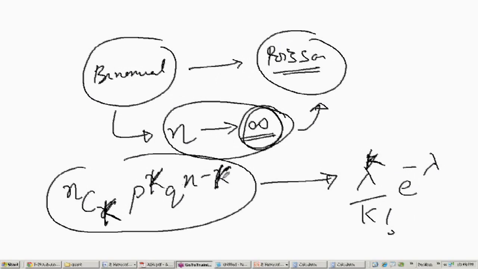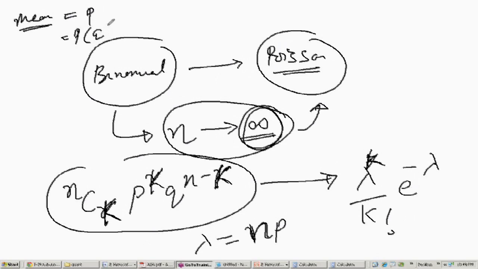So here you have k as this. It will become roughly this, with lambda equal to the mean, equal to n into p. For a binomial distribution, I did not cover that. For a Bernoulli, we know that the mean is how much? p, and the variance is p into q.